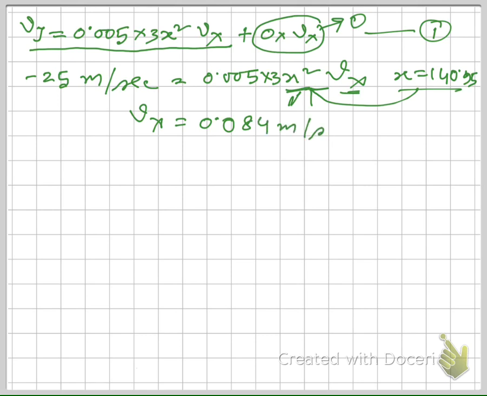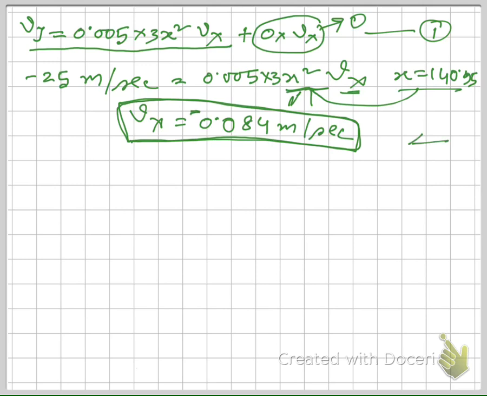0.084 meter per second. Well, that tells us that most likely the plane is having a dive almost vertically. That's why the vy is very large compared to vx. We'll get a negative sign, meaning that the plane is moving in the negative direction of the coordinate.